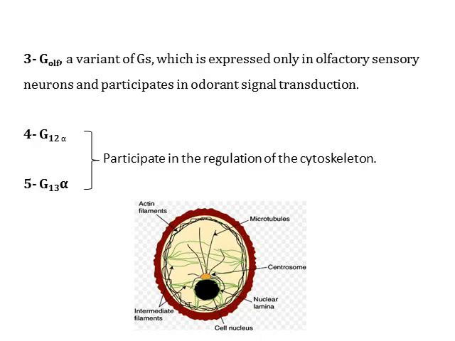G-olf alpha is a variant of the stimulatory G protein, which is expressed only in olfactory sensory neurons and participates in odorant signal transduction. And finally, we have G12 alpha and G13 alpha that participate in the regulation of the cytoskeleton.